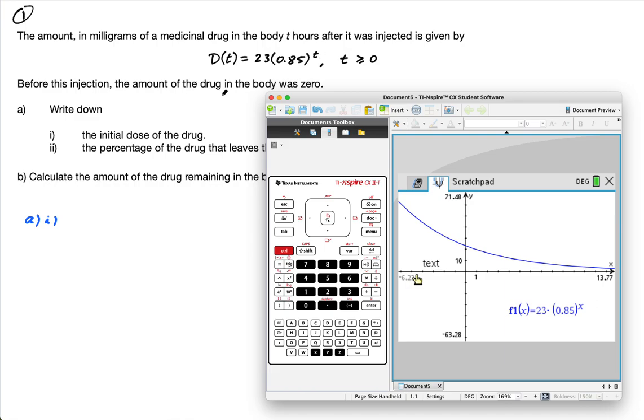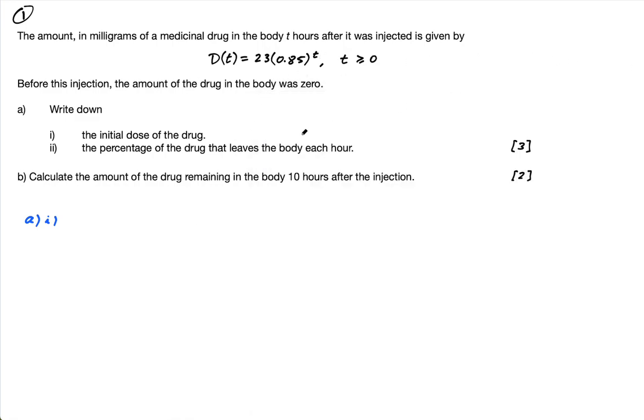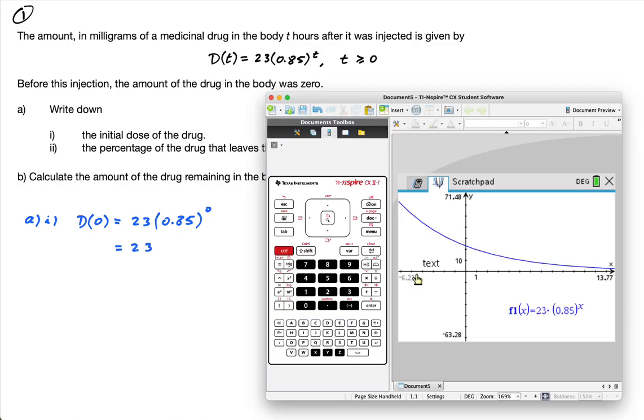Now guys, I know just from looking at this equation, when t is 0, like d of 0, that's going to be 23 times 0.85 to the power of 0. We know anything to the power of 0 is 1, so 23 times 1 is 23. But we can also find it here from doing menu, trace, graph trace, and you just move this along to 0, and it's 23. You can see 0, 23. You can also just literally type 0, press enter, and you get 0, 23. Anyway, the answer is 23.